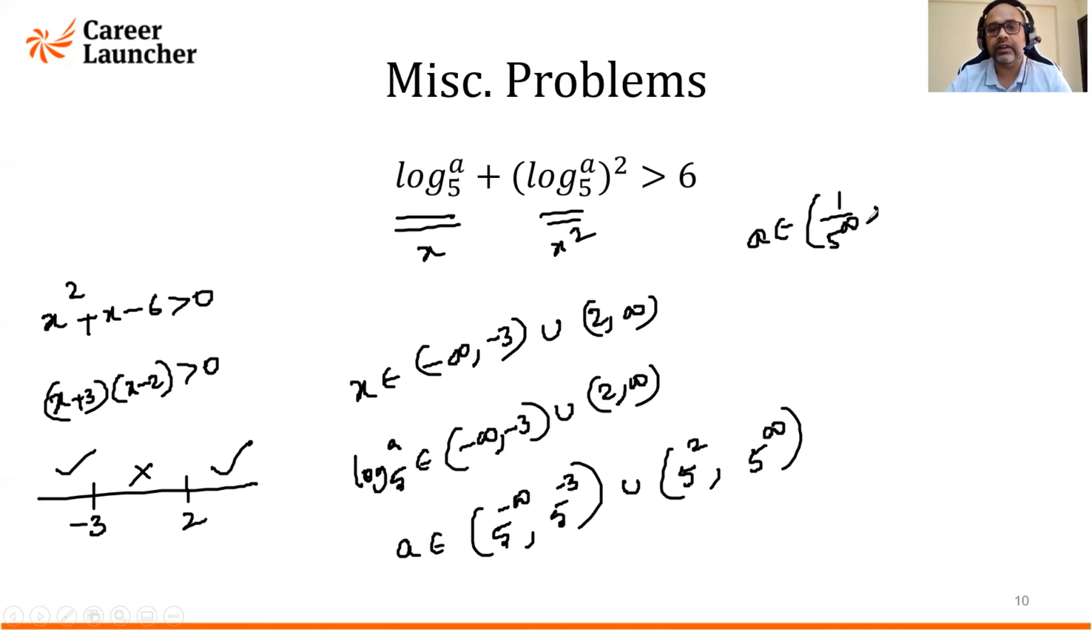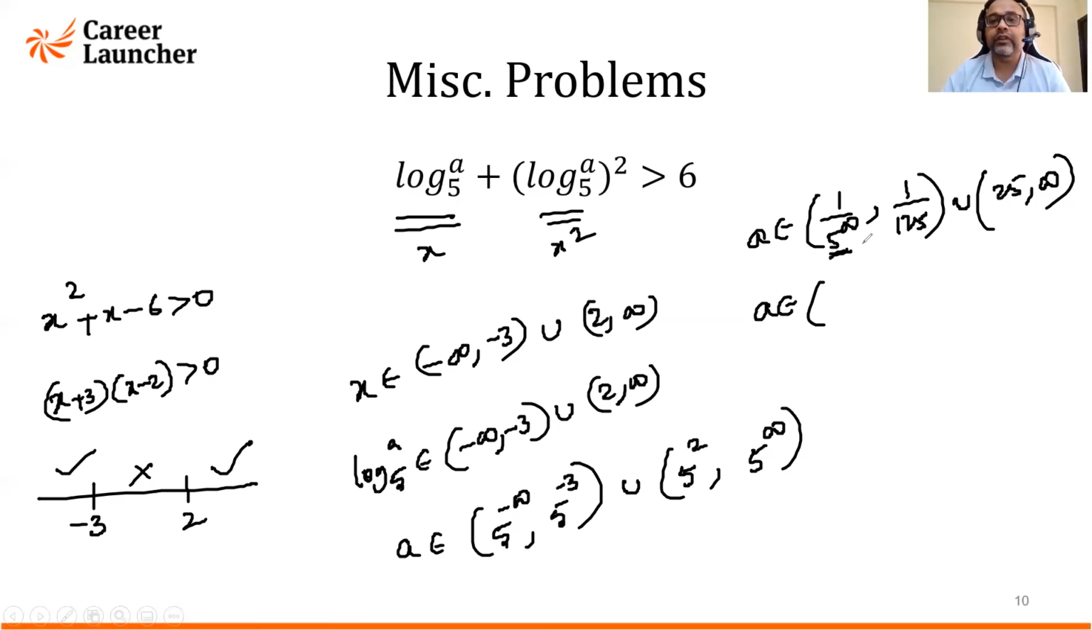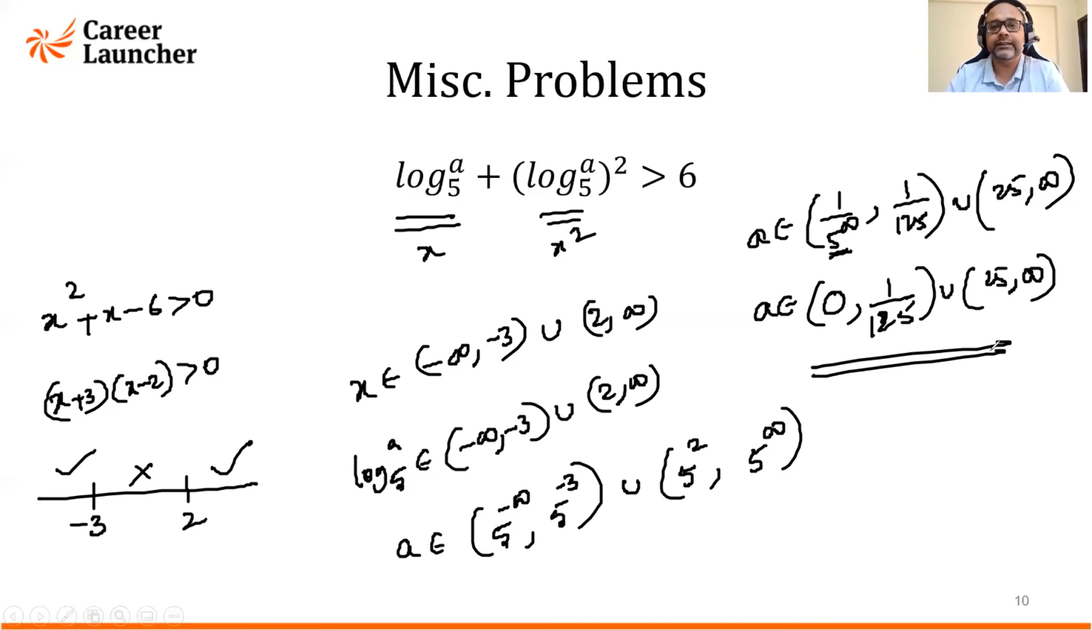You have to be very careful in these conversions. It is 1 by 125 union 25 comma infinity, because 5 to the power of infinity is infinity itself. Now remember, 5 to the power of infinity is basically infinite, so 1 divided by infinite is approaching 0. So a belongs to (0, 1 by 125) union (25, infinity). This is your answer.